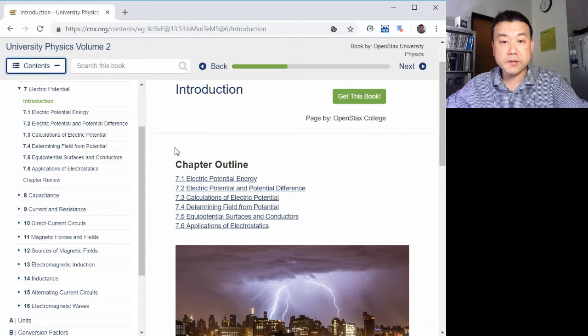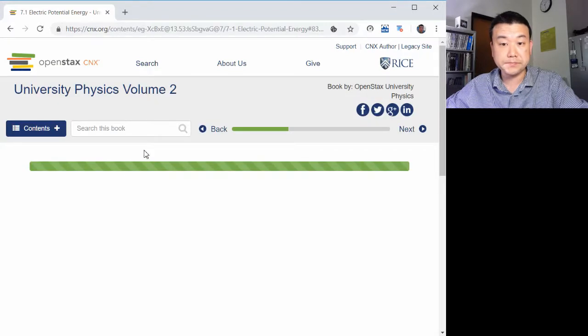In Chapter 7, Electric Potential, we covered the last of the central concepts in static electricity, electric potential. Let me go through each of the sections, highlighting the things that you should pay attention to and make sure you understand as you go through. Let me start out with Section 7.1, Electric Potential Energy.